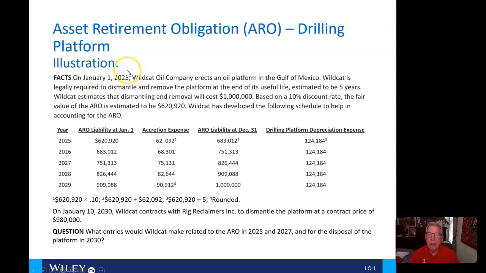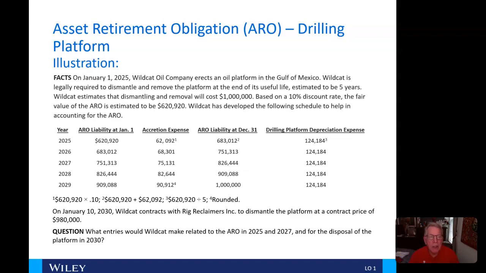Okay, here's an illustration of a drilling platform. The Wildcat Oil Company on January 1, 2025 erects an oil platform in the Gulf of Mexico. Wildcat is legally required to dismantle and remove the platform at the end of its useful life, which is 5 years. Wildcat also estimates that dismantling and the removal will cost $1 million.